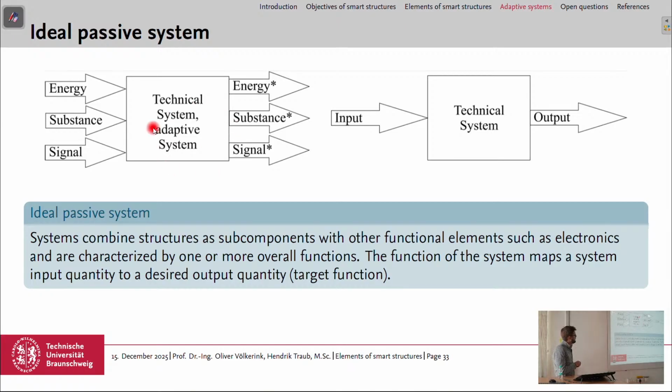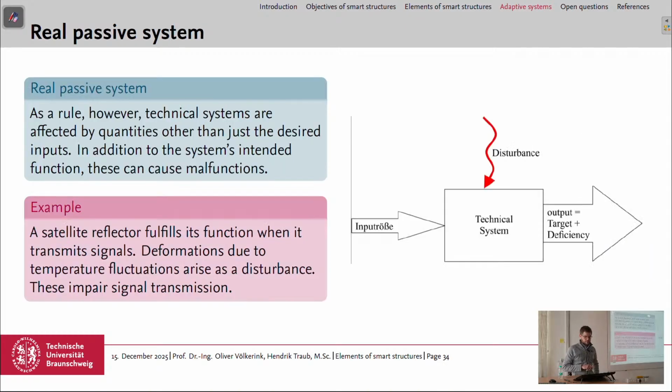This technical system maps an input quantity to a desired output quantity, or we can simplify it: input goes into the technical system and then we have the output. This is the ideal system.